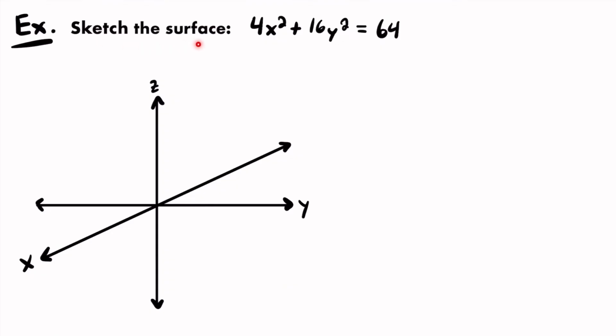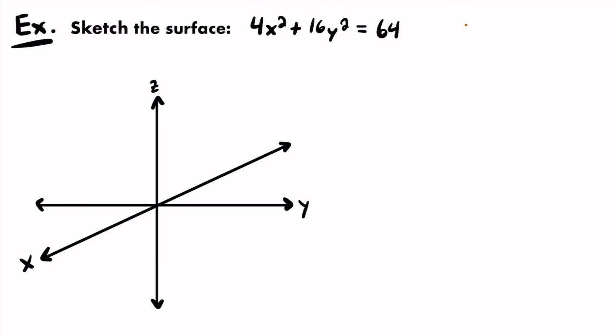Here we want to sketch the surface represented by this equation, 4x squared plus 16y squared equals 64. Now before we do anything, is this a cylinder? Well, the answer is yes, because we only have two variables in this equation. We have x and y. So what that tells us is that the trace of this cylinder will be in the xy plane.